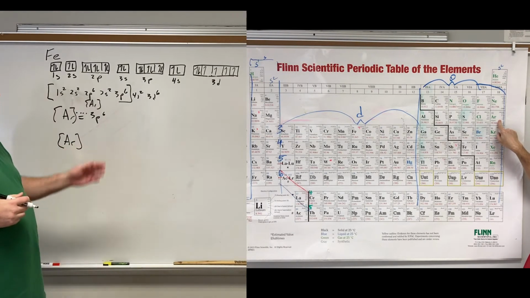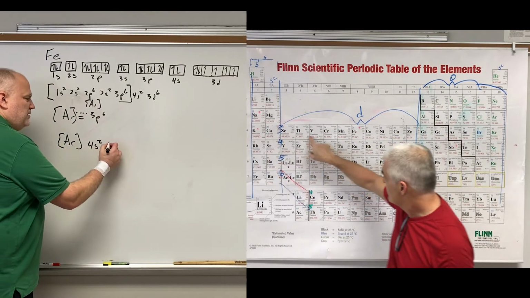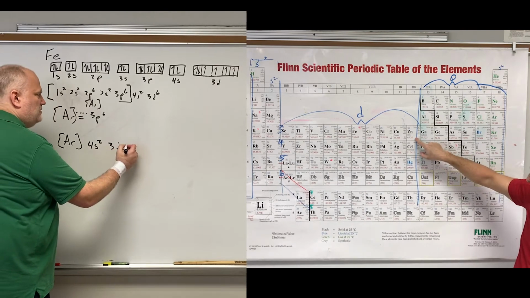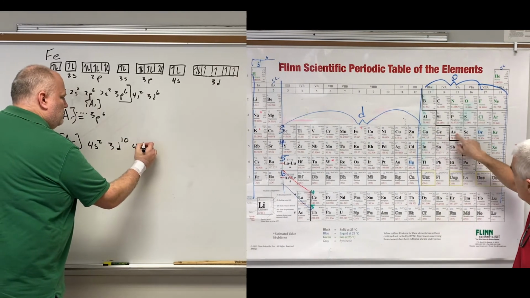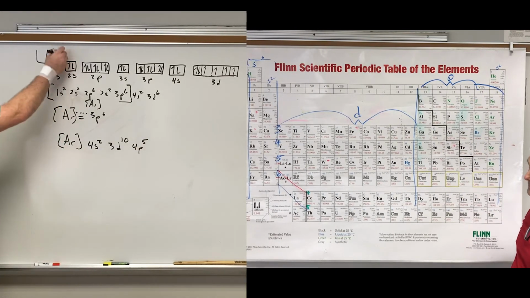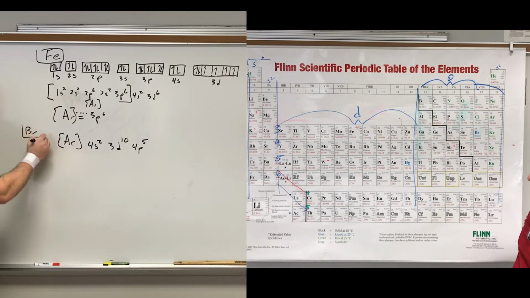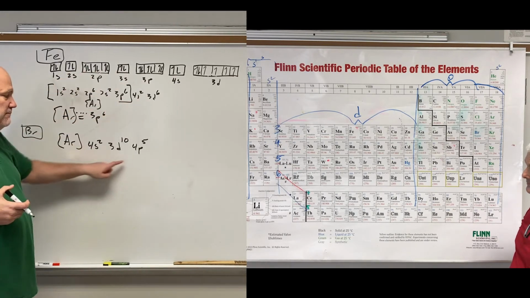All we have to do is go, all right, cha-ching. Next row would be 4s2. Now we're at 3d. Fill it all up, 3d10. And then 4p: 1, 2, 3, 4, 5, so 4p5. Now this is not the example, this is for Fe, but I'm choosing Br right now, and we just randomly chose it because we did it before. This is a lot easier than writing all of this to get up to here.